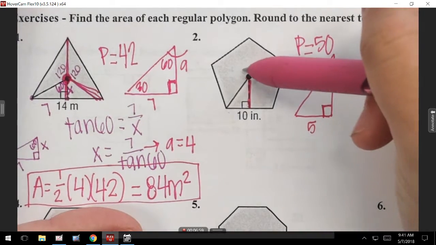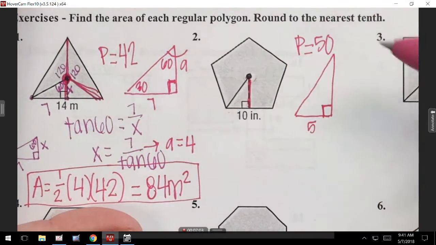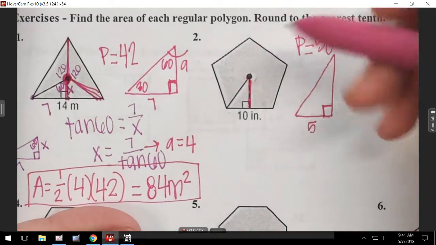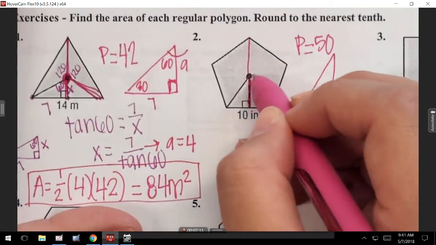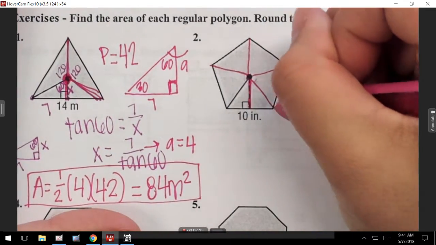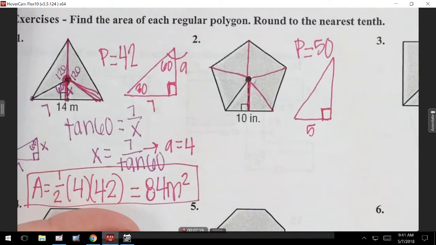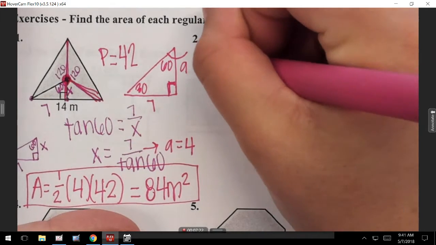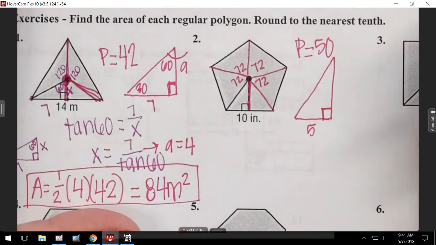Okay, so how many degrees are in the whole middle of this pentagon? How many pieces can I break it into? 5. There's 5 sides. Where do you break it? You take it to wherever the two sides meet. So wherever there's a corner, that's where you can divide it. So if there's 360 degrees divided by 5, each one of these is 72 degrees.